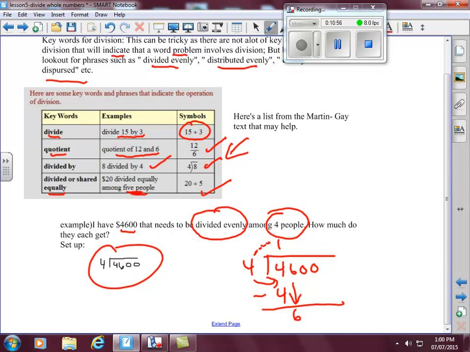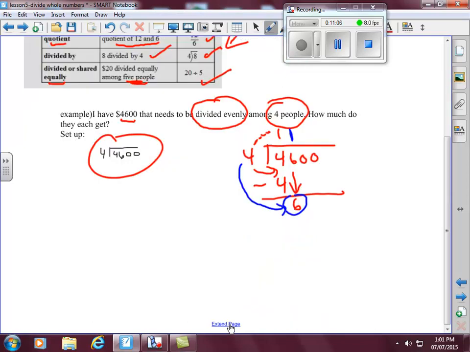And then come back, and I'll do this in another color. Come back and divide. 4 into 6. 4 goes into 6 just one time. And then continue that flow of the algorithm. 1 times 4 is 4. Draw the line and subtract. Bring down the next guy. 4 goes into 20 five times. 5 times 4 is 20.